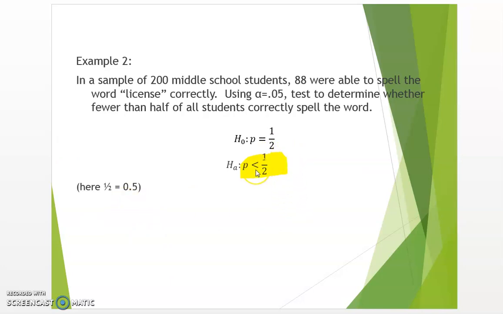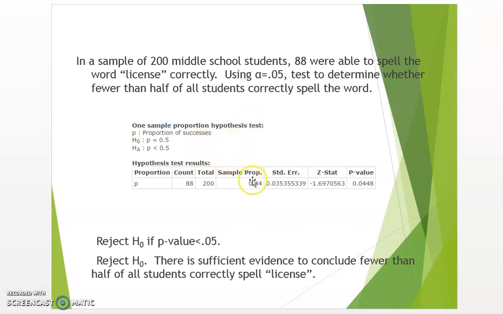So this is a left tail test because of this less than sign, and 1/2 can be converted to 0.5 as we just mentioned. For simplicity, let's use the calculator again to calculate the z, the test stat, as well as the p-value. I'll let you do that on your own. If you use the calculator, you get a z stat of negative 1.697, and the p-value can be obtained as 0.0448.